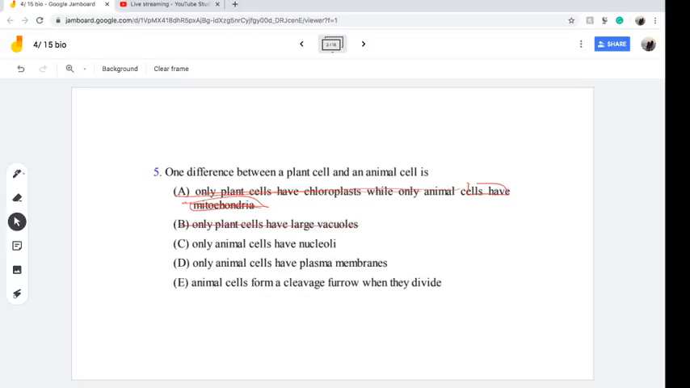C and D are wrong because both animal and plant cells contain a nucleus where RNA is synthesized, and they both have plasma membranes. So the only correct answer would be E, and this is because only animal cells form a cleavage furrow when they divide. Plant cells form a cell plate where they divide but do not separate like the animal cells. Instead, they're stuck to one another by a substance called middle lamella. So the answer for this question would be E. Animal cells form a cleavage furrow when they divide.